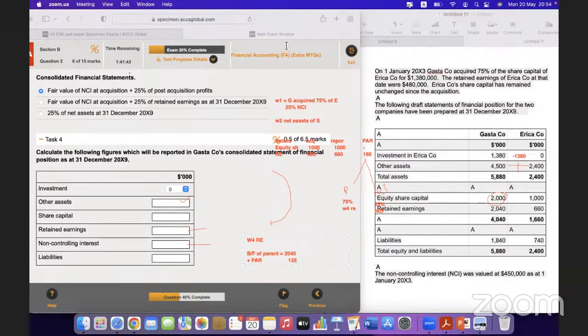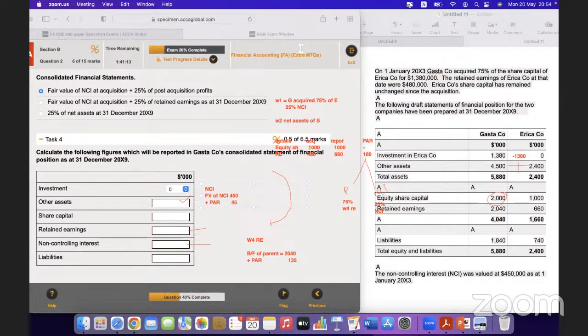NCI. Now we already discussed, guys, normally how to calculate the value of NCI in the SOFP. NCI will be the fair value of NCI, which is here 450, plus post acquisition reserve, where the answer is going to be 45. How did we get 45? Listen, guys, take 180, give the NCI share. Got it? Take the answer, give the NCI share, 45. So once you add, you have your answer over here.